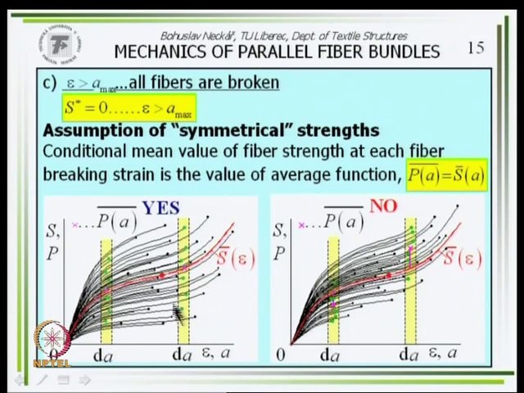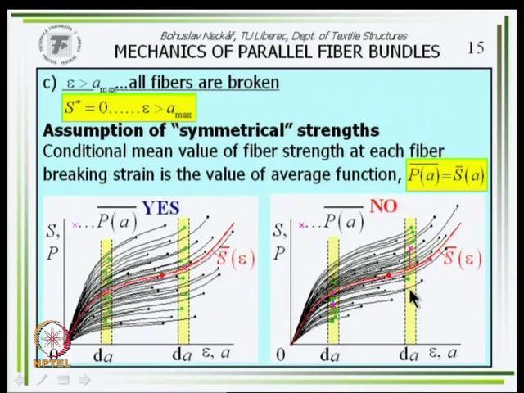Also, in another differential elemental strip, the mean value of the fibers which have their strength in this elemental strip, the conditional mean value, is lying also on our average red curve. In this case, the structure of this graph is a little symmetrical. Therefore, I call it the assumption of symmetrical strength. It needn't be valid. It can, but need not be valid.